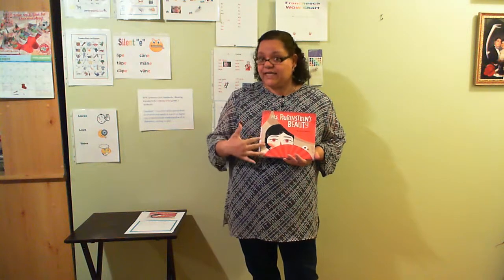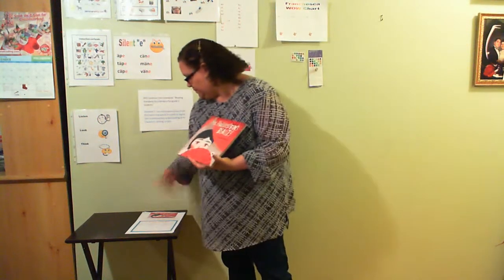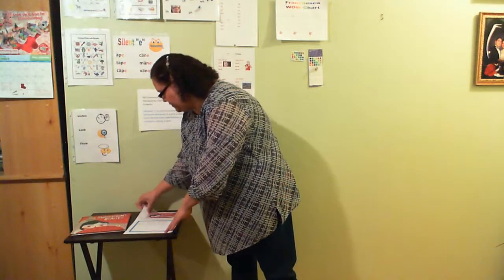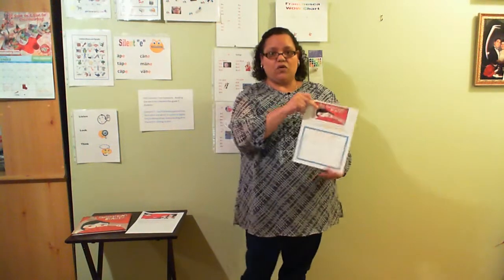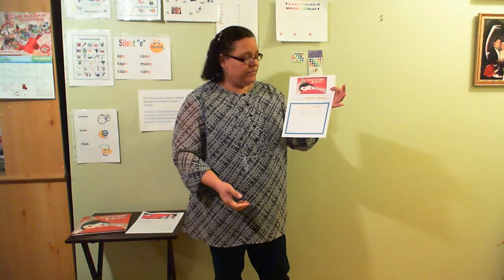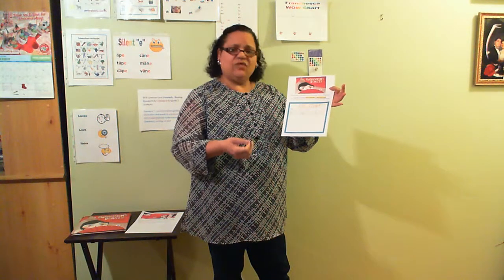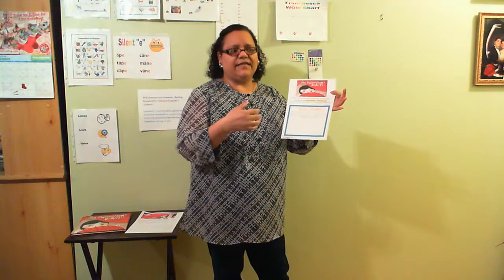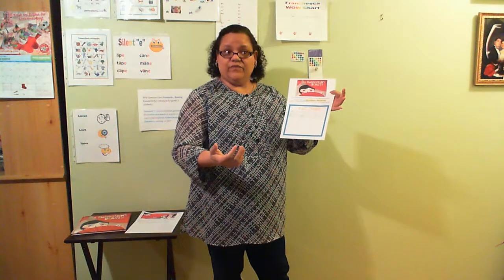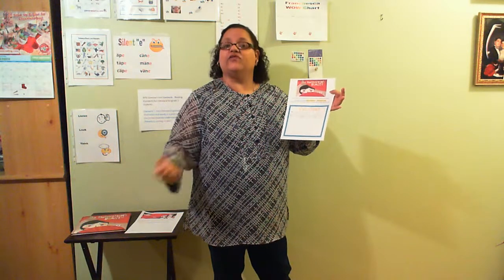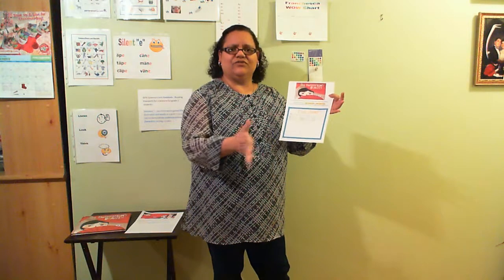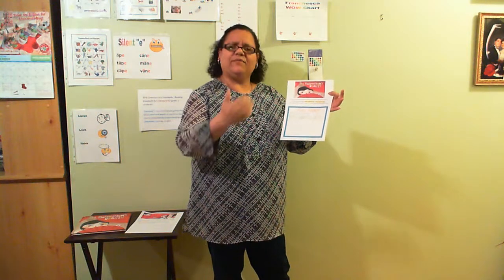Now, when we finish doing this, I'm going to give you this sheet. This sheet is called a KWL chart. And now a KWL chart, it's almost like a map. You're going to write down what you know, then you're going to write down what you want to know, and at the end, when I finish reading the book, you're going to write down what you've learned. So it's going to kind of guide you through the book, and you're going to be able to write down what you already know. Okay?